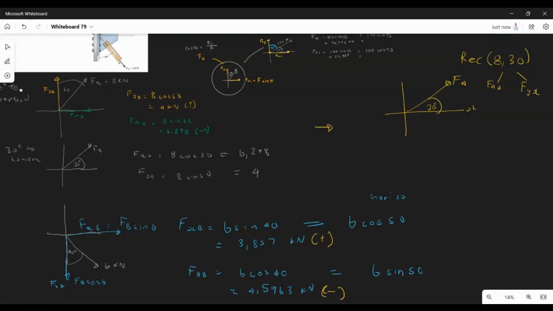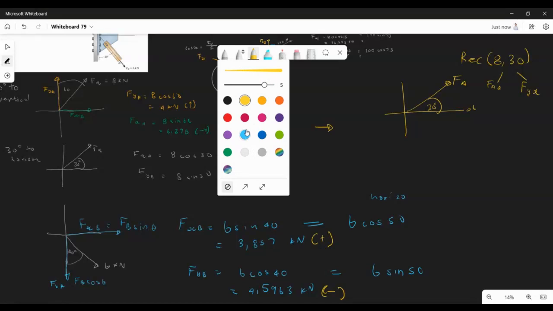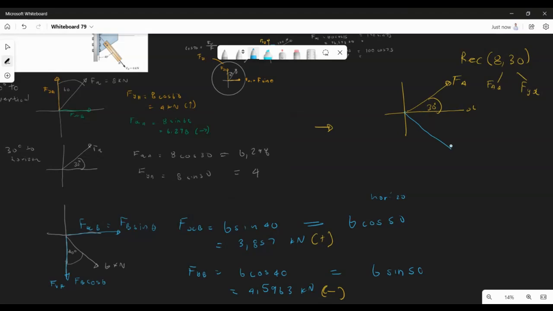And if you want to do the next one, I hope you guys are following me here. The other force is here at 40 degrees, right? But remember, we measure from the x-axis. So in fact, this whole angle is going to be 270 plus 40, which is 310. And you can check for force B: rec 6 and 310, and you'll get two answers.